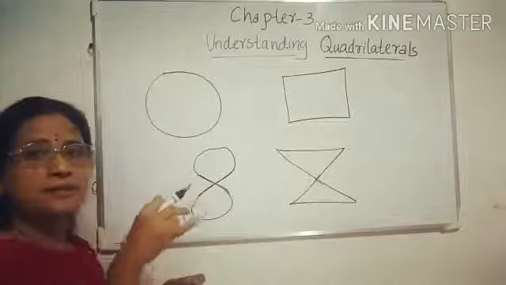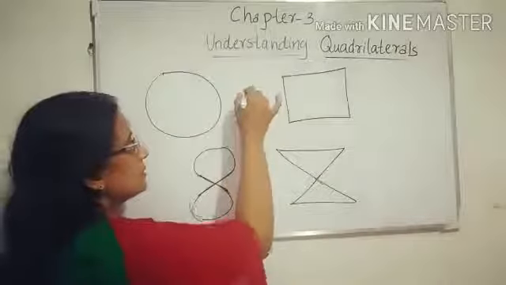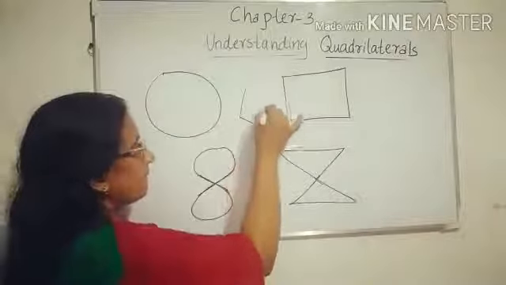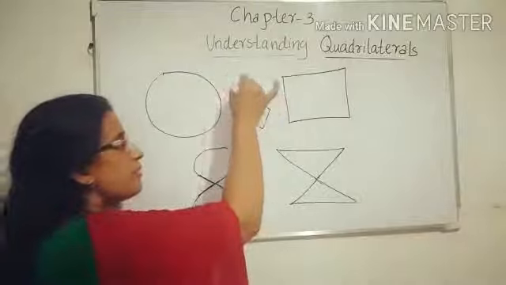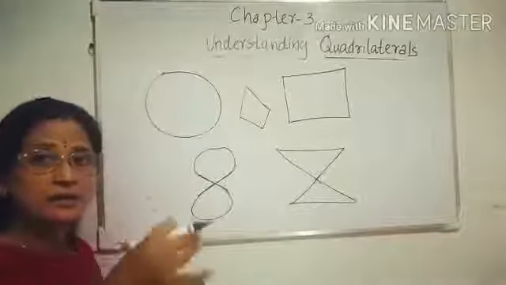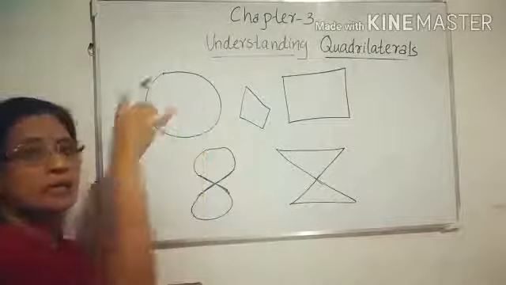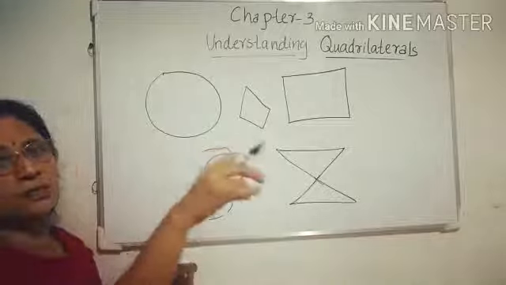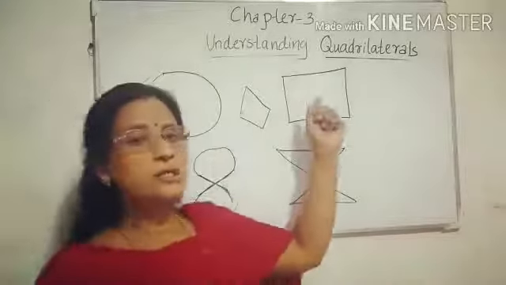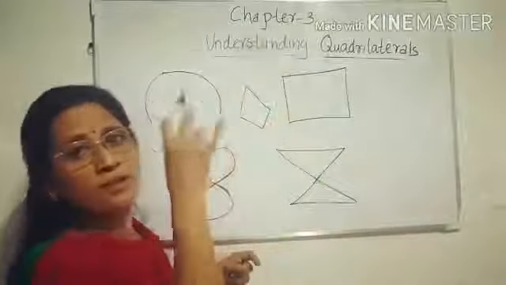It ends the same point where it begins. For example, this one. From here we started and the same point we reach. It is a closed curve. It ends the same point where it begins. This is also a closed curve. It ends the same point where it begins.